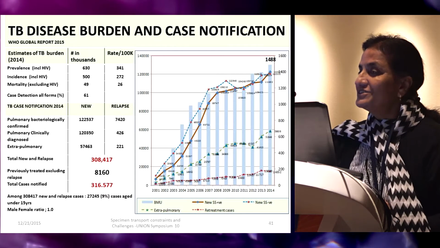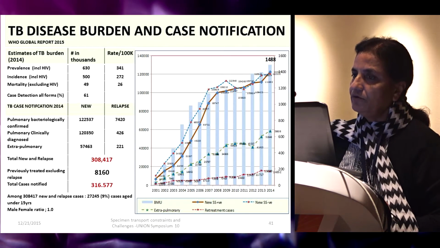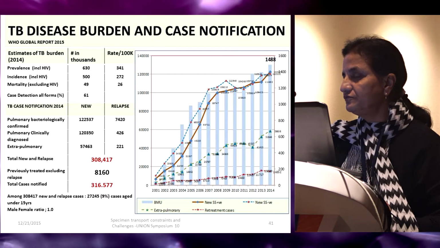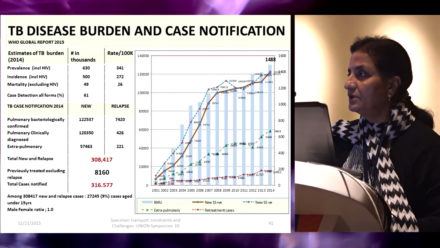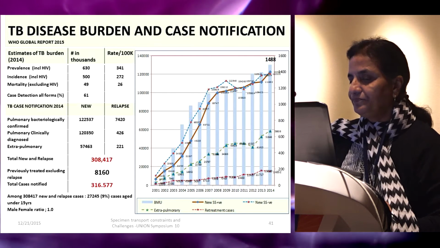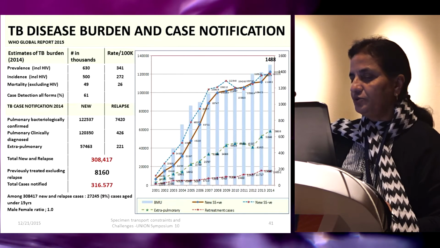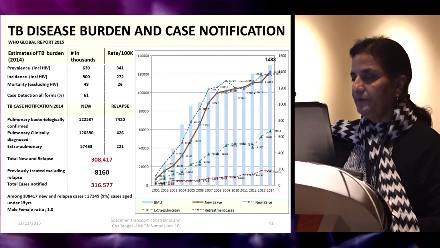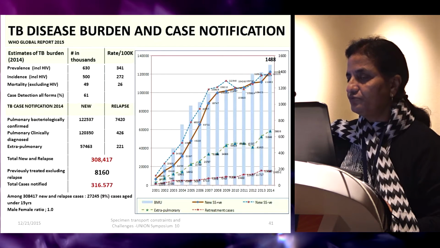Coming to the disease burden: we have an incidence rate of 272 per 100,000 population, which comes to around 500,000 TB cases every year. In 2014, we notified 316,000 cases.